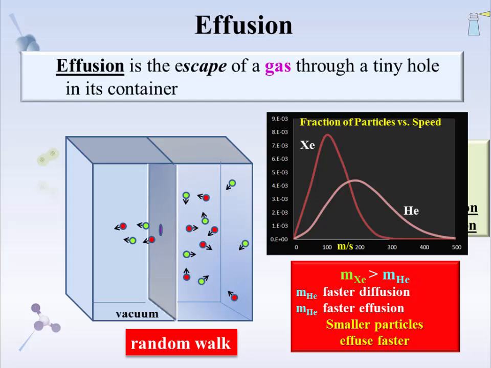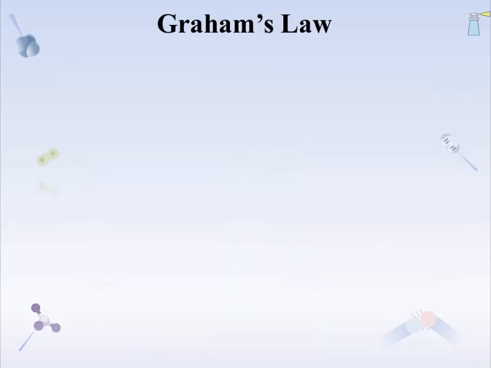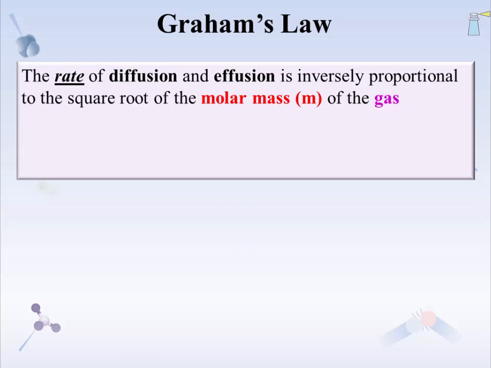But how much faster? That understanding comes right out of the kinetic energy equation and is summed up in what is called Graham's law. It states that the rate of diffusion and effusion is inversely proportional to the square root of the molar mass of the gas. Rate in this context can be thought of as how long it takes the process of moving from an area of high concentration to an area of low concentration. Inversely proportional means that the molar mass quantity is in the denominator.